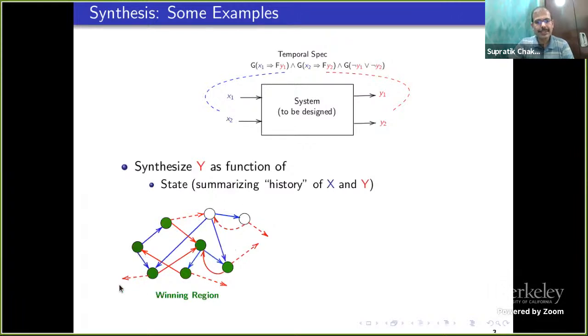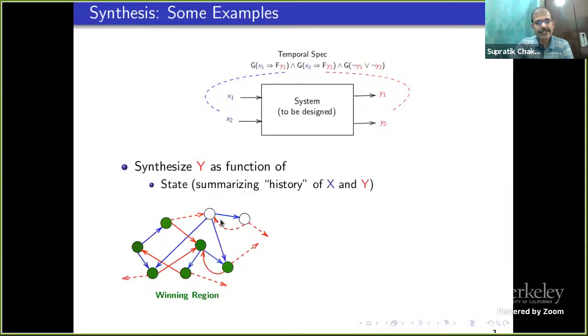Here I have just tried to draw a hypothetical state space, not necessarily for this temporal specification. There are states from which the inputs can come, and you have no control over these inputs. These are the blue arrows. And then there are states from which the outputs have to be generated, and you do have control over how you want to generate the outputs. These are shown by the red arrows.